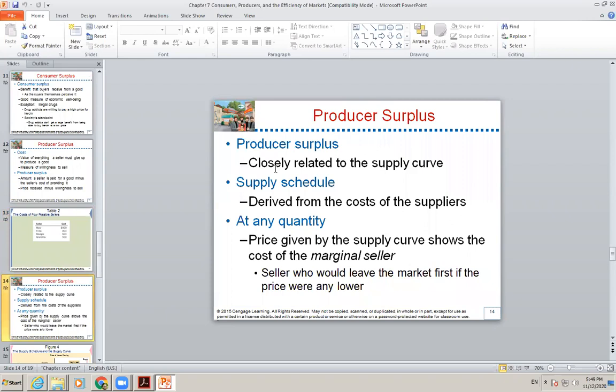Producer surplus is closely related to the supply curve, as I have mentioned already. And the supply schedule is derived from the cost of the suppliers. So at any quantity, the price given by the supply curve shows the cost of the marginal or additional seller, the seller who would leave the market if the price were any lower than the willing price.